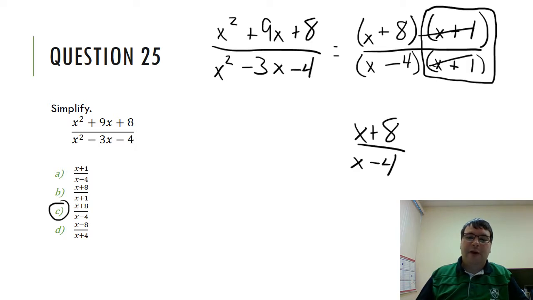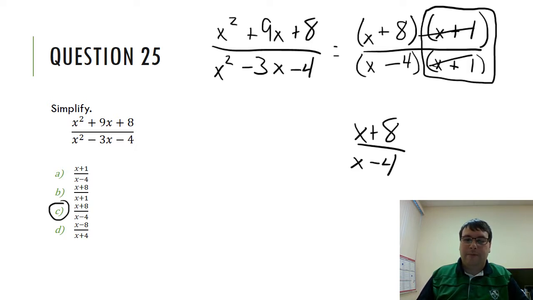So if I try to factor, I'm going to move to this side for a moment. I try to factor this top. I know I have x and x for x squared. Let's try 8 and 1 to get 9. The signs are the same, so they're both positive. Beautiful.